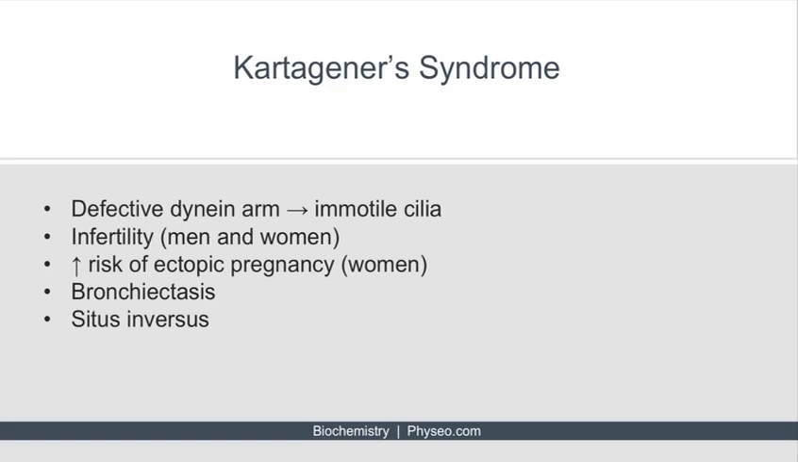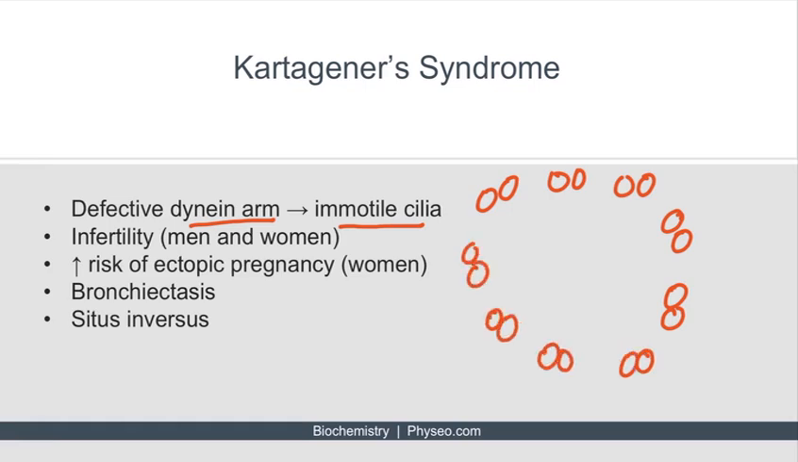Kartagener's syndrome is a disorder caused by a defective dynein arm. This results in immotile cilia. Let's draw this out. Cilia are composed of 9 pairs of microtubules, like this. If we were to zoom in on a pair of microtubules as if we were looking at it from the side, it'd look like this.